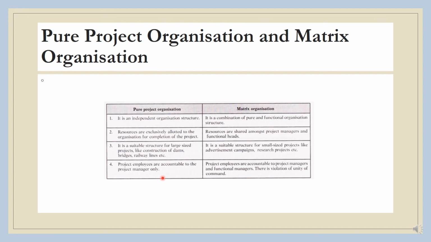Then in pure project organizations, the project employees are accountable to the project manager only. But in case of matrix organizations, project employees are accountable to project managers as well as functional managers. So there is a violation of unity of command, and there can be a little confusion as well. So this was the difference between the pure project organization and matrix organizations.